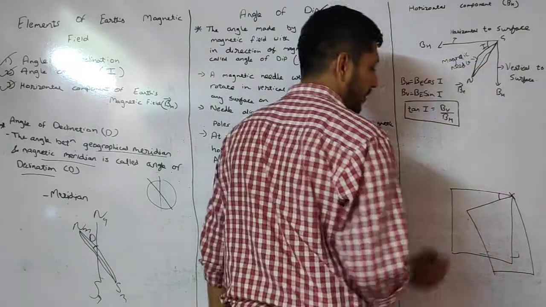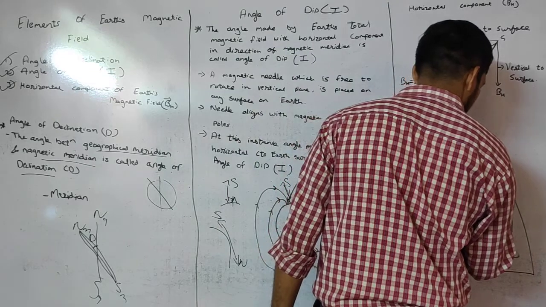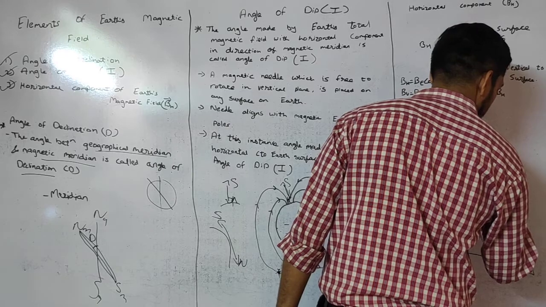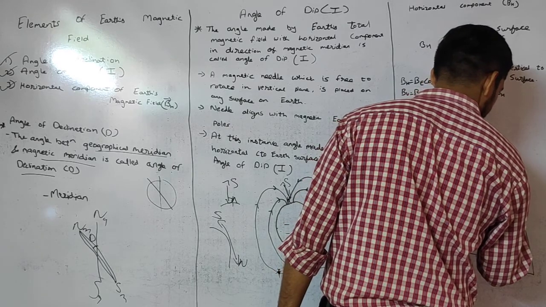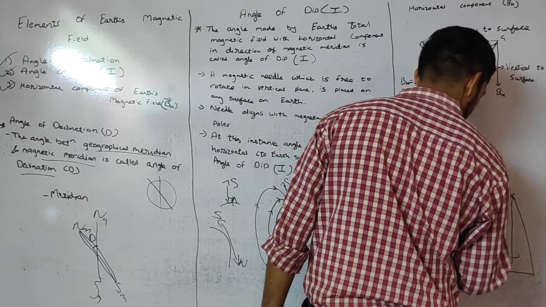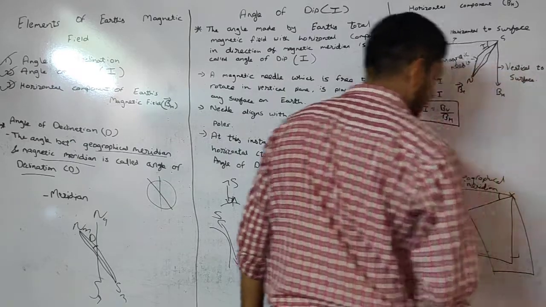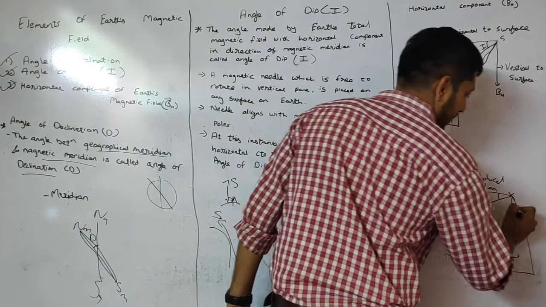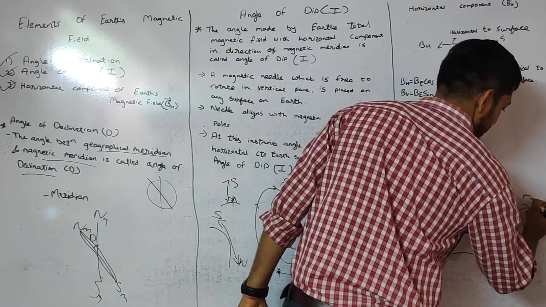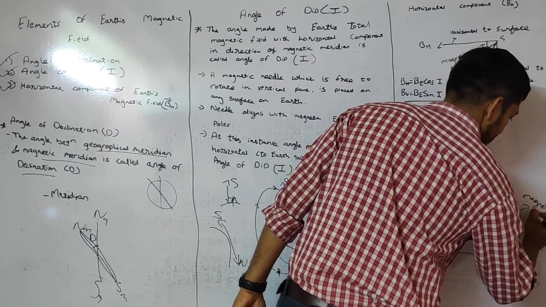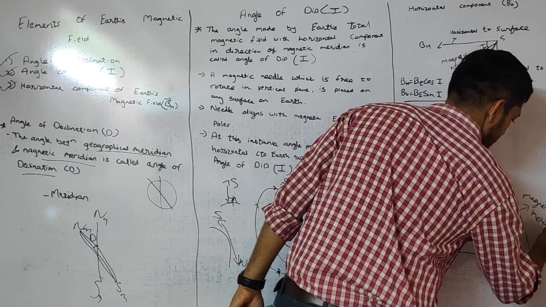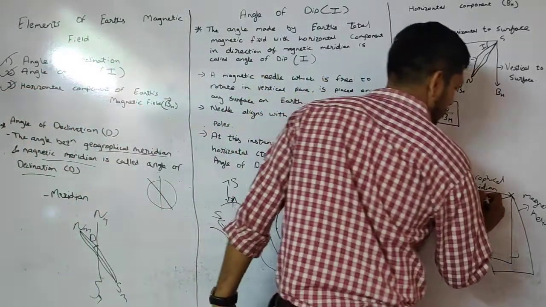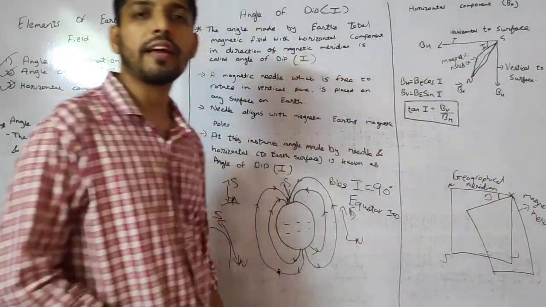Let me say this is the geographical meridian, with north pole and south pole. This is the geographical meridian and this is the magnetic meridian. The angle between them is the angle of declination. So this will be your D, that is the angle of declination.